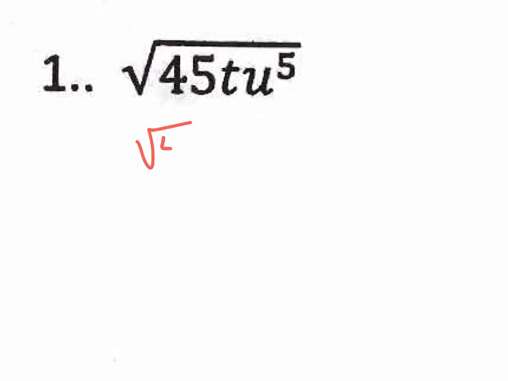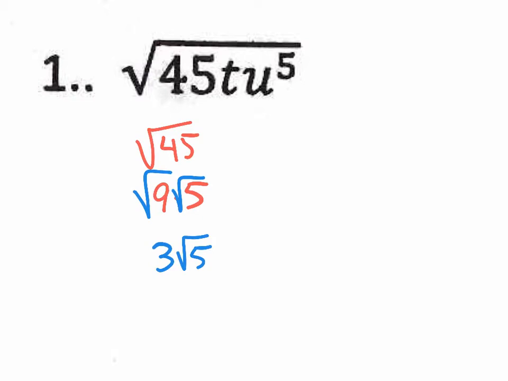Let's do the number first. The square root of 45, it's not a perfect square number, so you want to rewrite it with multiplication to get a perfect square number. So 9 times 5 is 45. And when we split the root, we'll be able to do the square root of 9, which is 3, and the square root of 5 is going to stay the square root of 5.